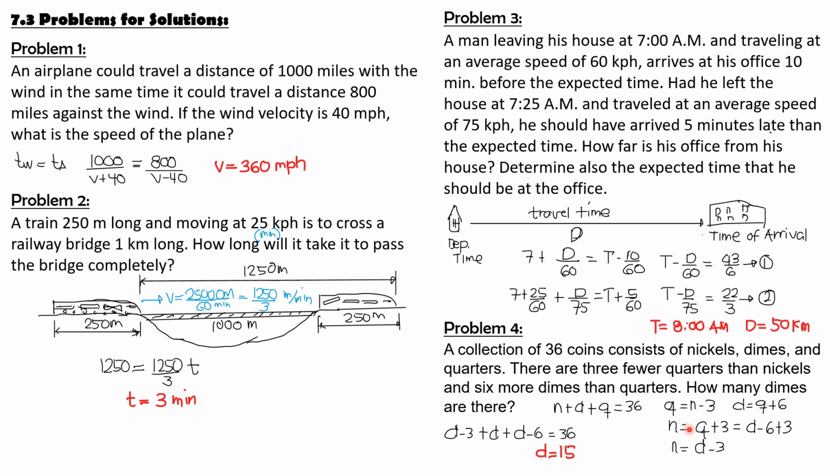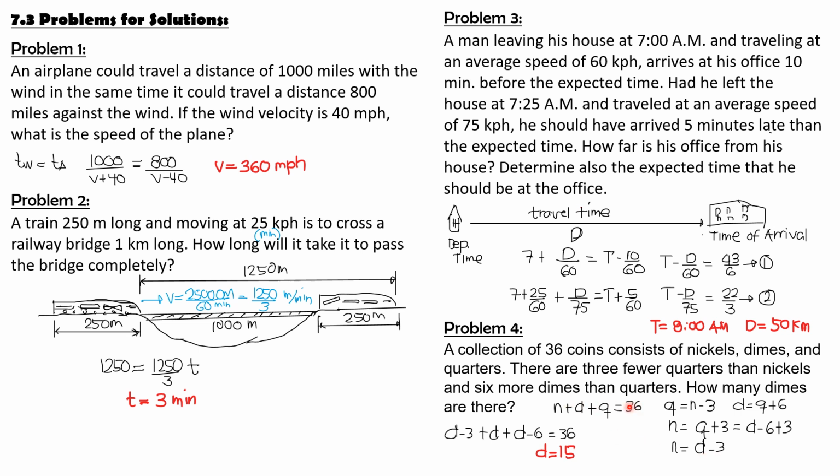So from this equation, nickels should be quarters plus 3, and since quarters from this equation is d minus 6, we replace quarter by dime minus 6 so that everything can be expressed in terms of the number of dimes, because it is the number of dimes that is required in this problem. So replacing q by d minus 6 from this equation, then plus 3, nickels would be dimes minus 3.